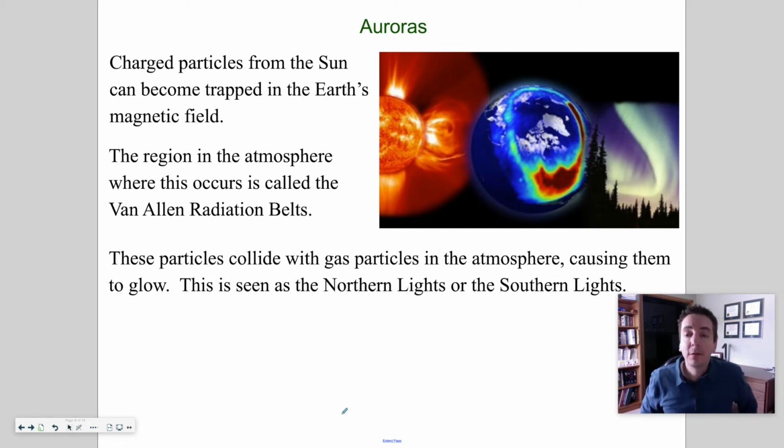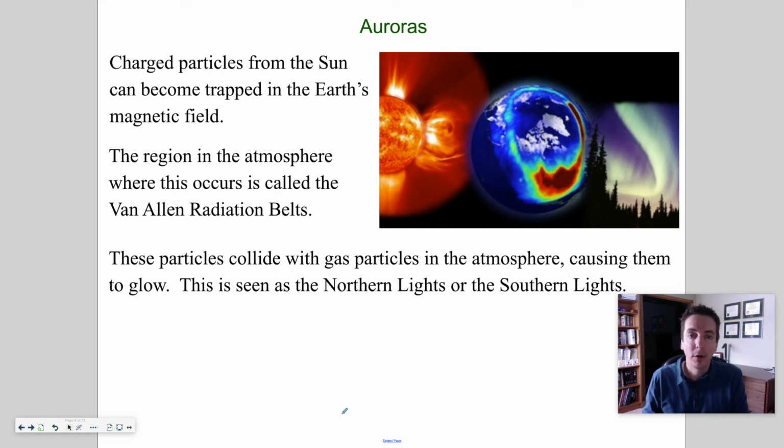Charged particles from the sun can become trapped in Earth's magnetic field. So we said from before that Earth has its own magnetic field. It's basically like a bar magnet. The magnetic field is strongest near the poles and weakest near the equator. And we're fortunate, or unfortunate, depending how you look at it, to be in a rather northern climate, and therefore we're closer to the North Pole than someone in South America, for example, and therefore we're able to see these effects.